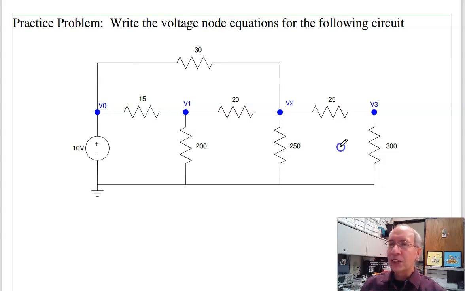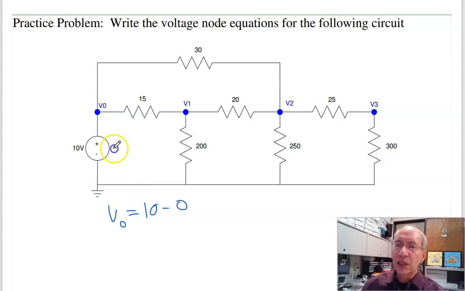So, just as practice, let's write the node equations. I need 4 equations for 4 unknowns. First one's easy. I would say that V0 equals 10. I would start with the voltage sources. Actually, this is 10 minus 0. This difference is 10. You don't normally have to write minus 0.